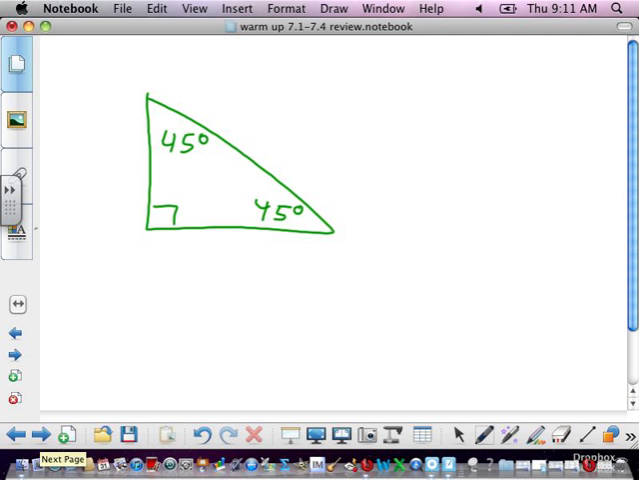What do I know about a 45, 45, 90 triangle? Yes? That it equals 180. The interior angles equal 180. What do I know about the sides? What did I discover? I see some people have this sheet in front of them and they told me they were done. So I want you to turn to the second page. Anything you notice about 45, 45, 90 triangles when you did this activity?